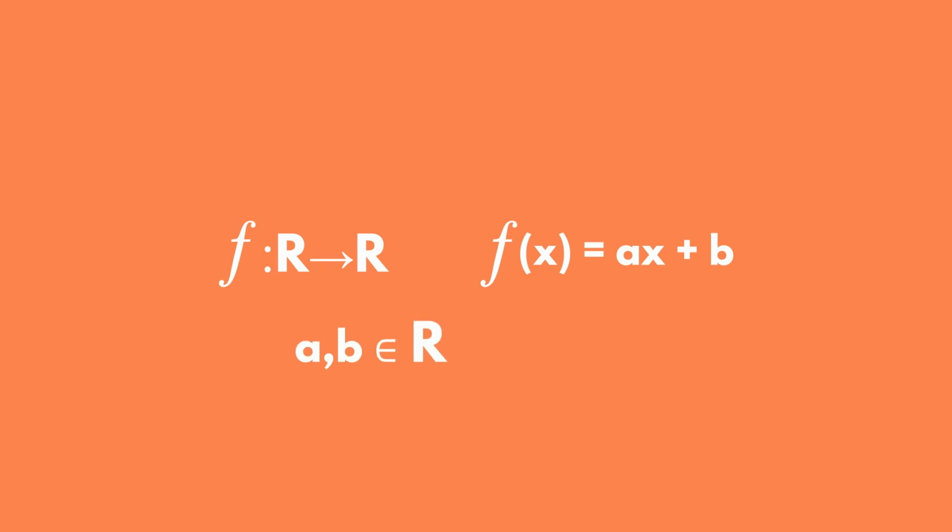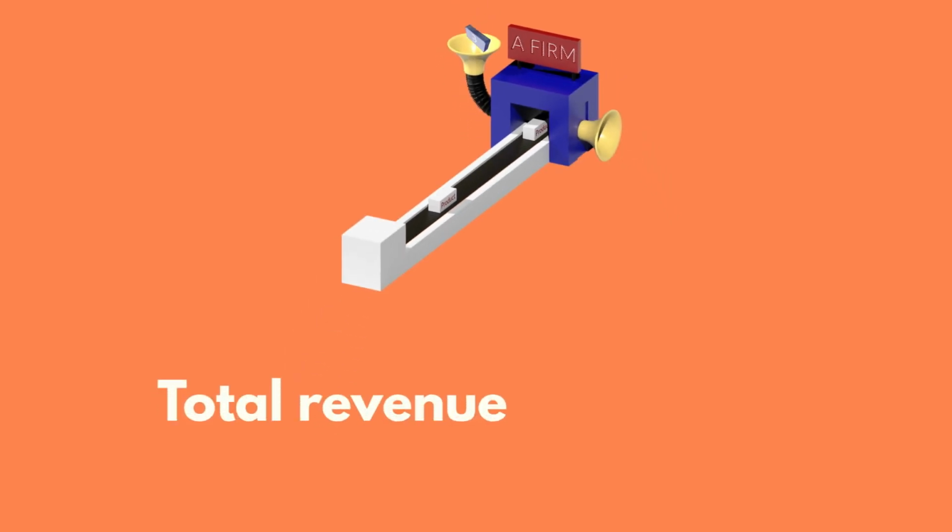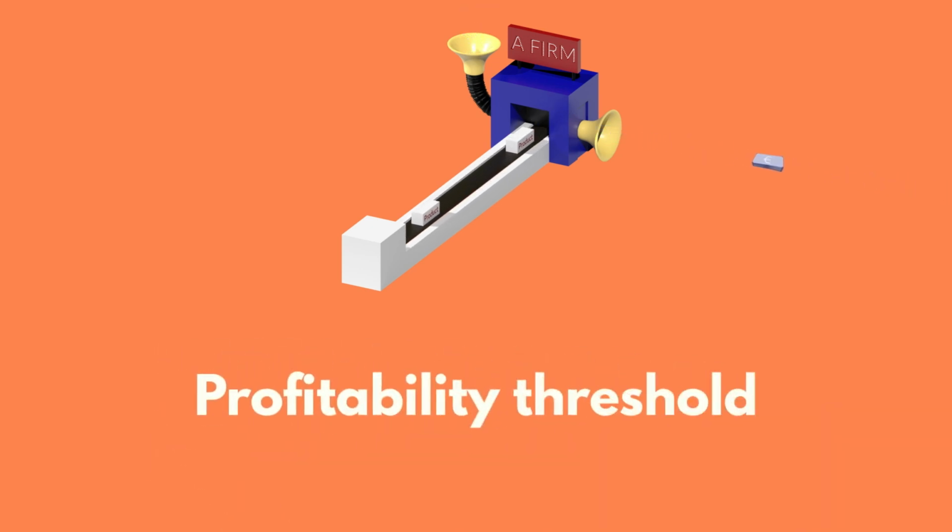Here is an example from economy which uses the properties of the function f(x) = ax + b, where a, b are real numbers and different than 0. Profit earned by a firm is defined as the difference between the total revenue, total value obtained from sales or other sources, and total costs, fixed and variable. The value for which total income is equal to total cost is called the profitability threshold or a break-even point.